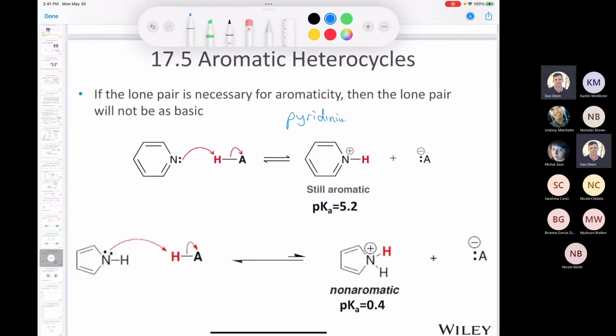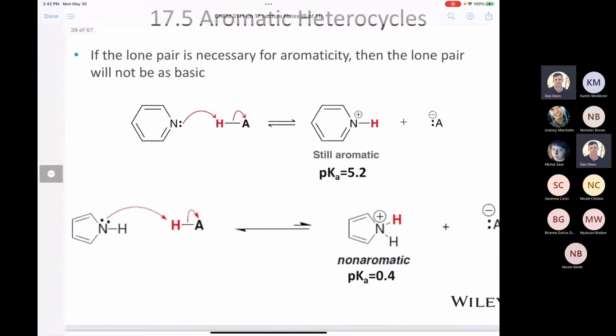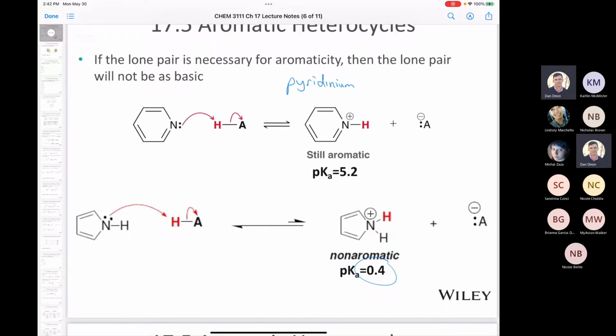Pyridinium ion. And pyridinium is still aromatic. You've got the continuously overlapping system of p orbitals. You have a Huckel number. But what happens if you protonate pyrrole? Pyrrole is not basic at all. You end up making this pyrrole cation, the protonated form of pyrrole. The name escapes me at the moment, but you see that it's much more acidic. It's what, 10,000 times more acidic than pyridinium is.